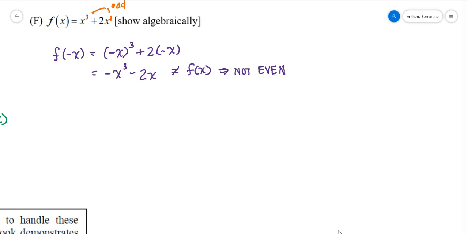So now I have to go and figure out what negative f of x is, which means I'm taking the function f of x and multiplying it by negative 1. So I'm going to have negative 1 times what f of x is, that's x cubed plus 2x. When I distribute that negative 1, I get negative x cubed. A negative 1 times a positive 2x gives me a minus 2x.